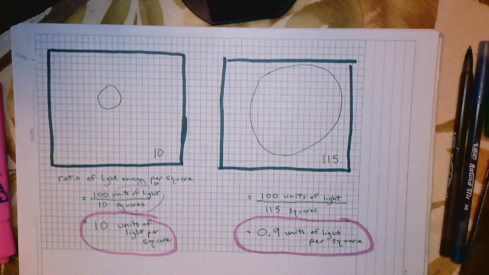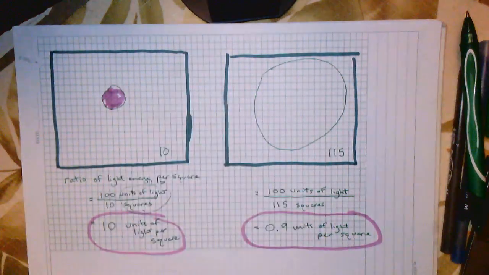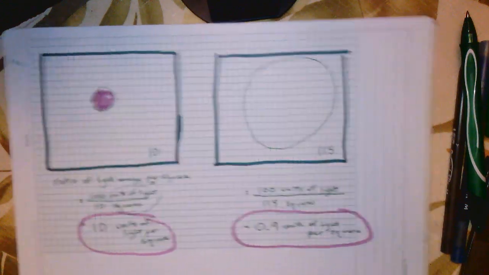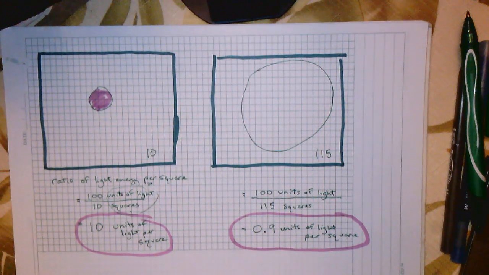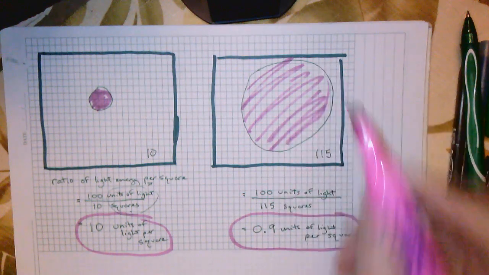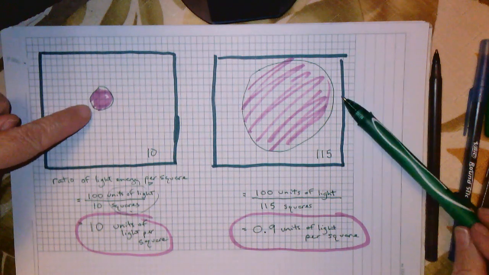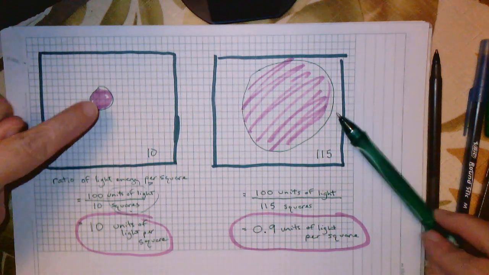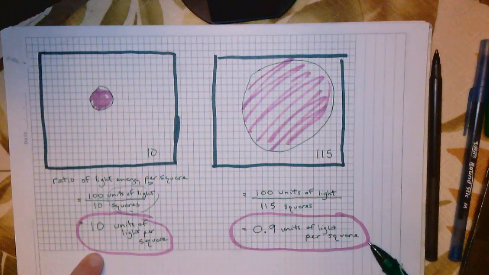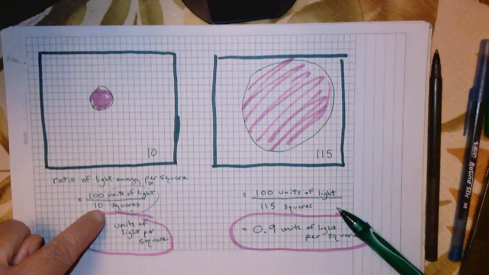So here, if you have that light spread over a small area, it's pretty intense. It's a lot of energy for every one square compared to this, which is a much smaller number, because the light here is spread out over a much larger area. So, measuring the area, calculating the intensity, the ratio of light to the square area.